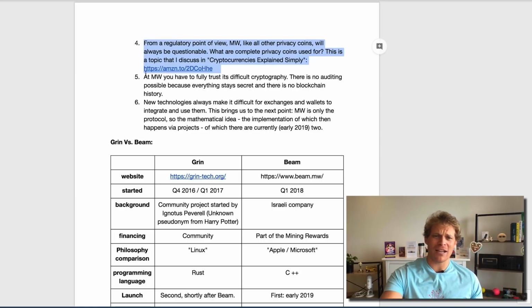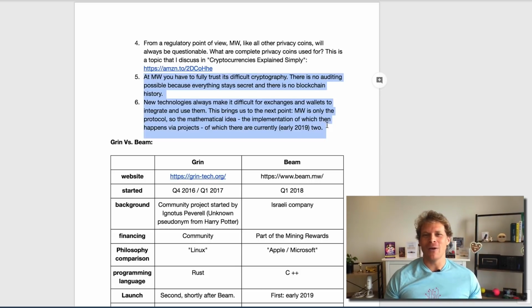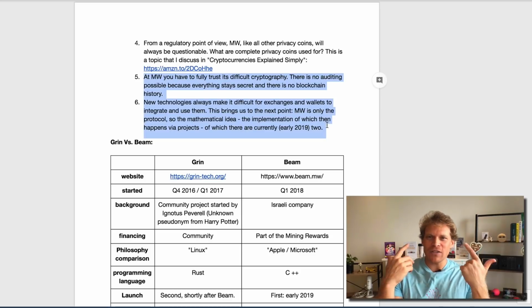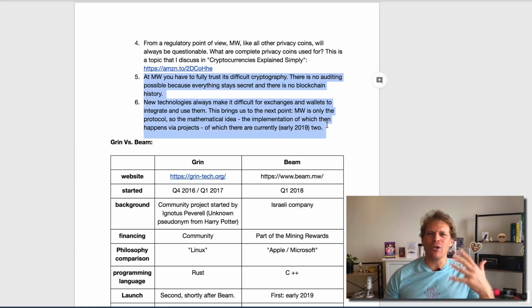And that brings me to the last 2 points. In Mimblewimble, you really have to trust the crypto because it's not auditable. Yes, you know the crypto works, but it's so counterintuitive for someone looking at it from the outside. And obviously, that's by design. And the last one is very straightforward. We always see this when things come around that are completely new, that are not used for exchanges, for wallets, and so on. The adoption always takes time because the industry is not ready for these things yet.